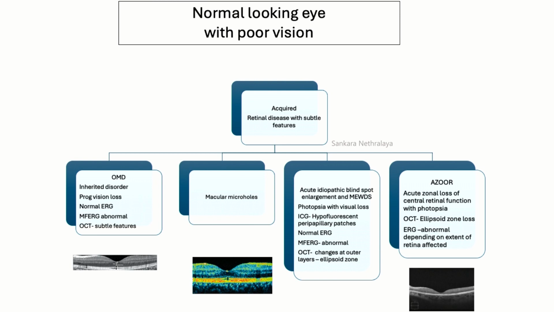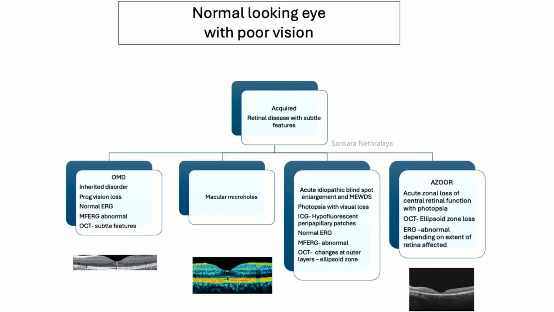Hypofluorescent patches, which can be both peripapillary and elsewhere too. But ERG can be normal in these cases. Okay, multifocal ERG, of course, is abnormal, but it relates to where the patches are. Okay, and you get changes also in the outer layers of the ellipsoid zone in the areas where there is choroidal inflammation, which is blocking the fluorescence.